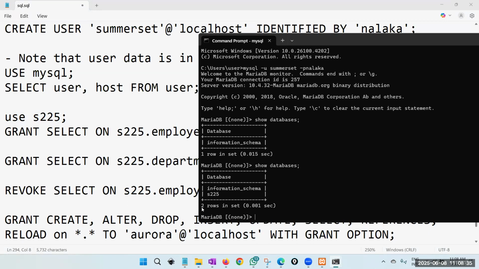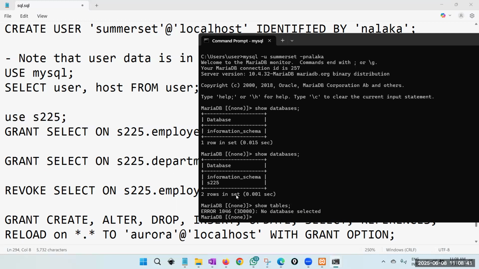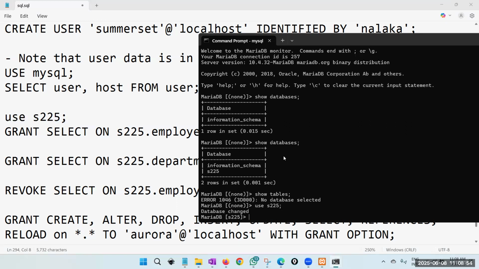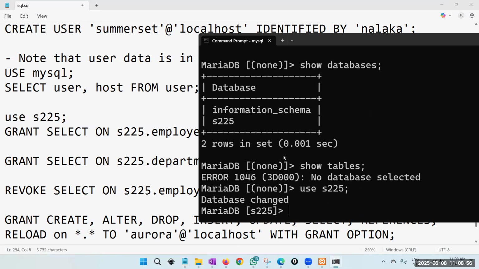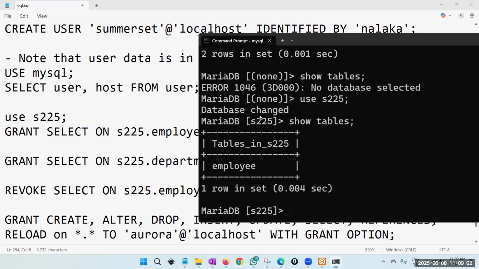Now let's see show tables. Right, now you need to connect to the database because now you can see the database. Right. Use S225. Right. Now show tables. It can see only employee.